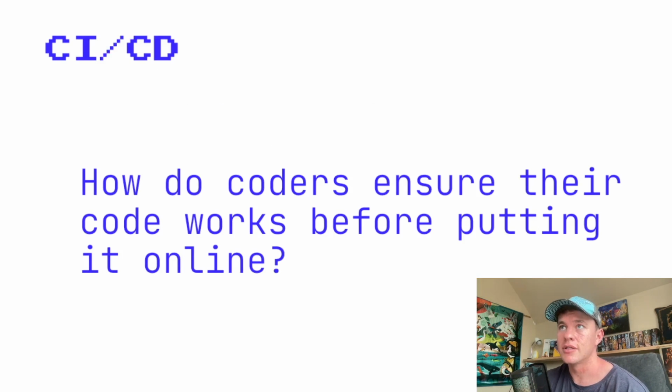Now, the next component of backend programming that we're going to talk about is what's known as CI/CD, or continuous integration and continuous deployment. And this is an answer to a question that people might have, which could be, how do coders ensure their code works before putting it online? Now, this is super critical.